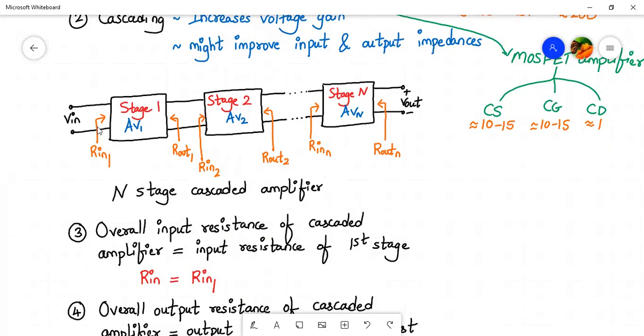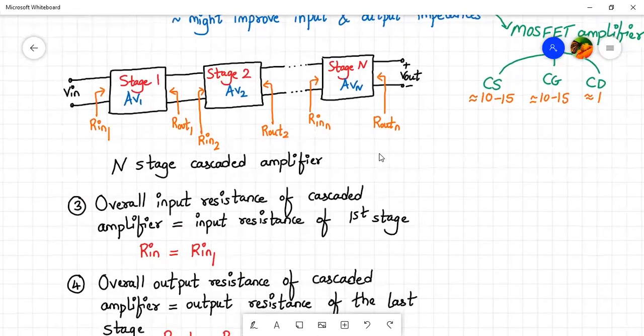Now here we have applied the input. Here Rin1 is the input resistance of the first stage. Rout1 is the output resistance of the first stage. Similarly, Rin2 is the input impedance of the second stage, Rout2 is the output impedance of the second stage. RinN is the input impedance of the Nth stage, and RoutN is the output resistance of the Nth stage, right? So this is my N-stage cascaded amplifier.